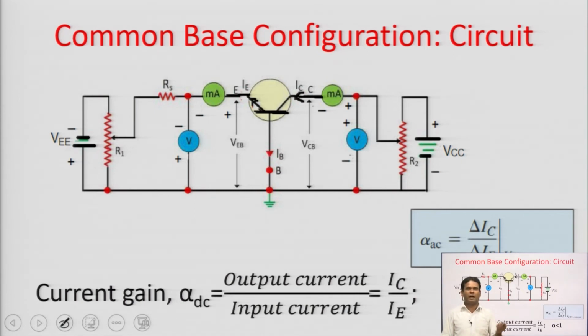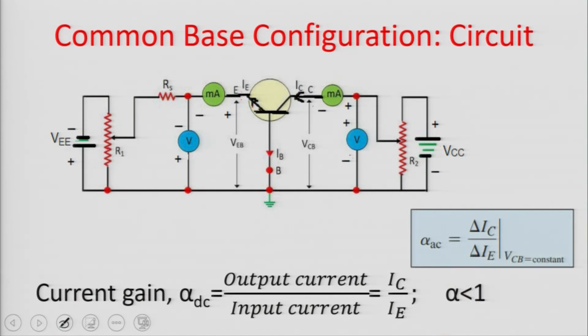If you guys want to discuss the PNP transistor, we can easily discuss it. The same will hold, but the connection of the battery will be reversed and the layers will be reversed. In place of electrons, the majority carriers will be holes, and in the same way there will be the equation IC equal to alpha IE plus ICBO.